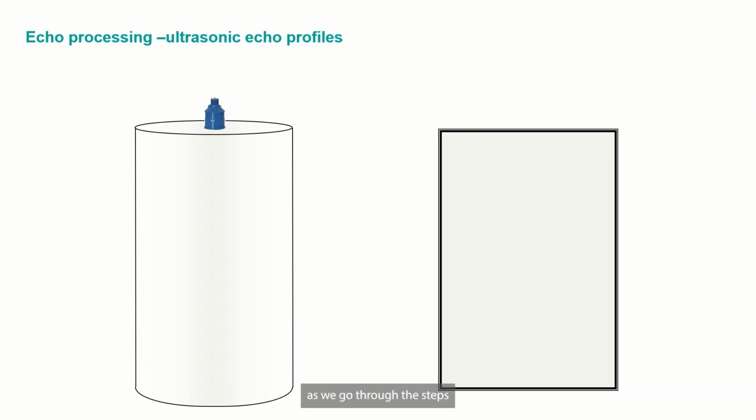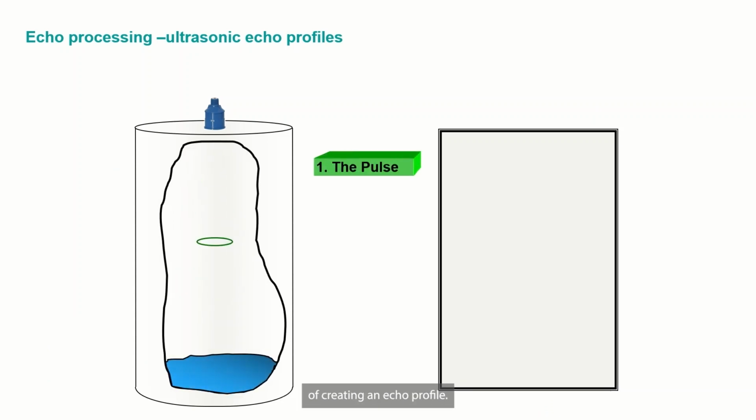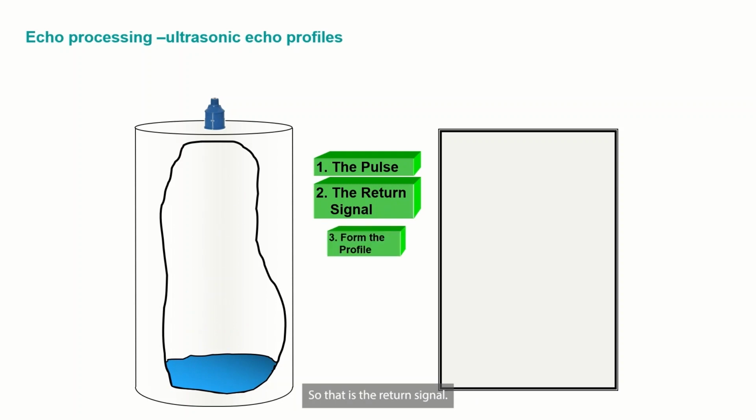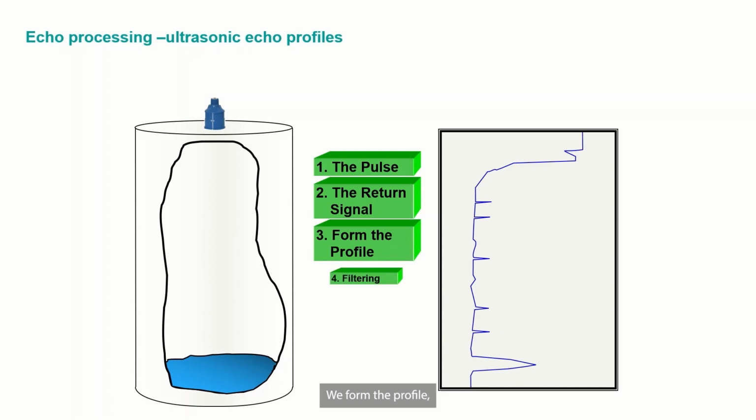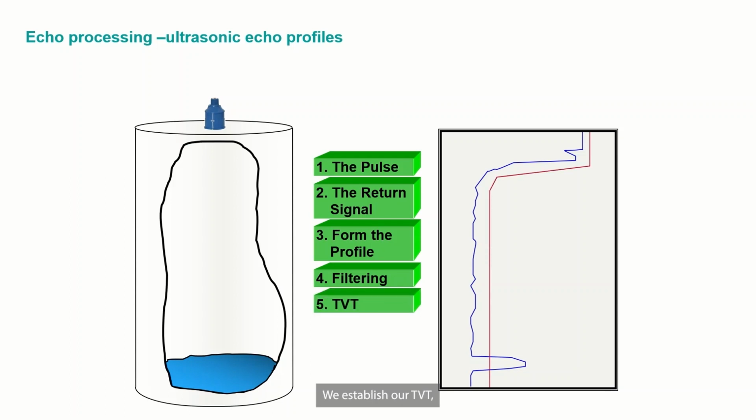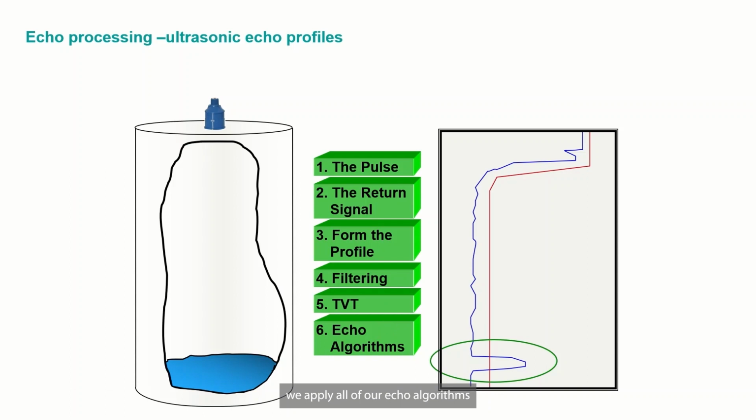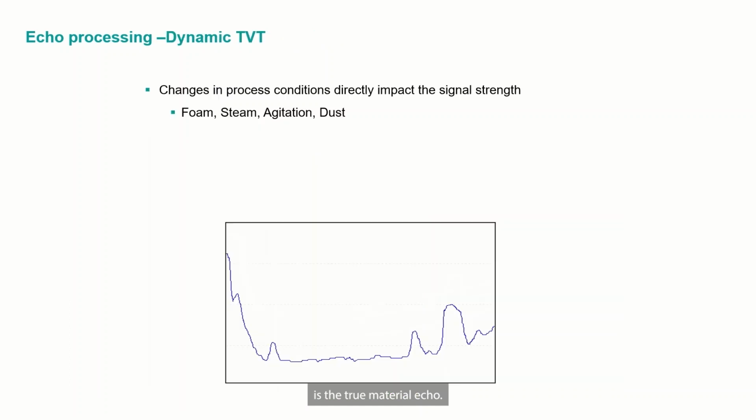As we go through the steps of creating an echo profile, first we generate our pulse from the sensor and the signal returns. So that is the return signal. We form the profile. We apply all of our filtering. We're going to go into that in a lot more detail as well. We establish our TVT. We apply all of our echo algorithms, and we make our selection of what we believe is the true material echo.